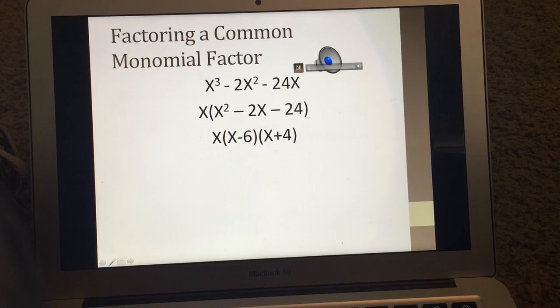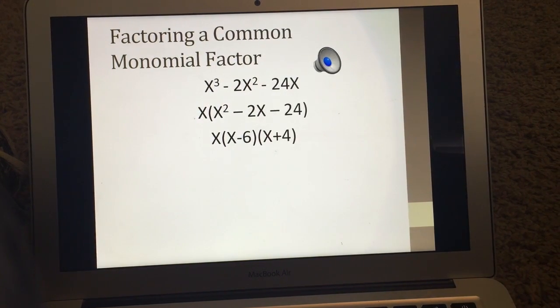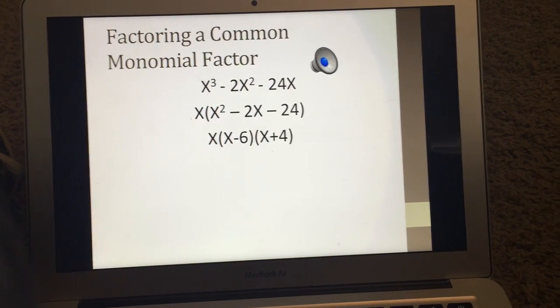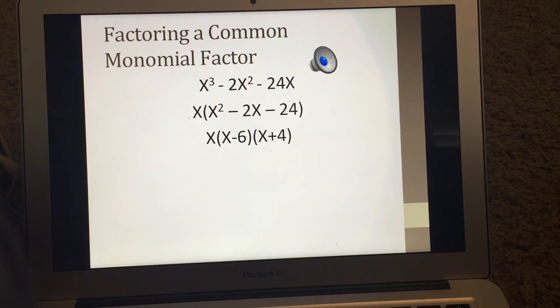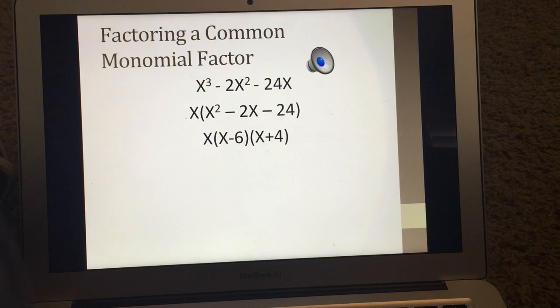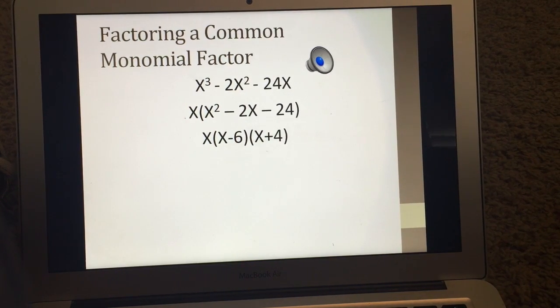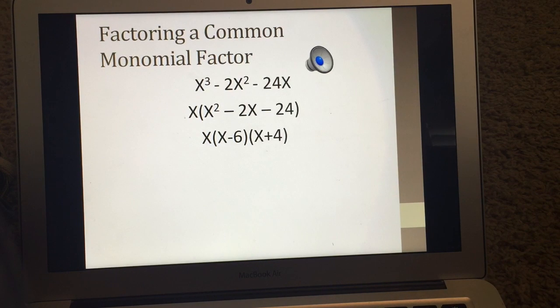So you start off with x cubed minus 2x squared minus 24x. So first you identify that they all have a common factor of x. So you factor it out, so you get x in parentheses x squared minus 2x minus 24. So now you want to factor what's inside the parentheses.